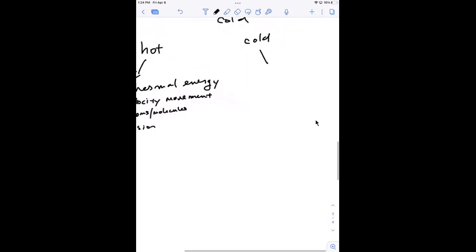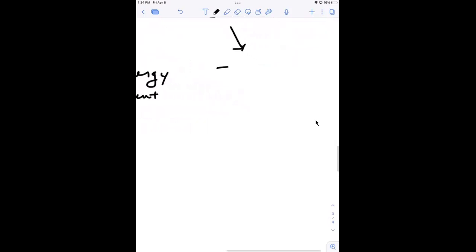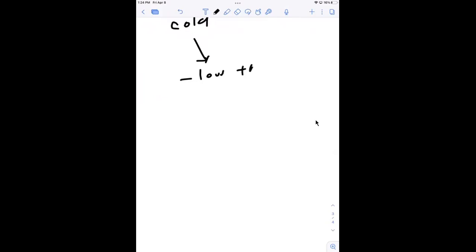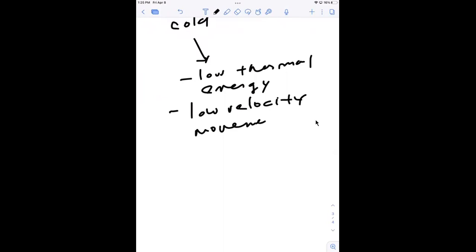On the flip side, if something is cold, the thermal energy is very low. That means that the atoms and molecules that make up that thing, whatever it is, are not moving very fast, right? So it's the opposite of something that's hot. So low thermal energy, low velocity, and contraction.